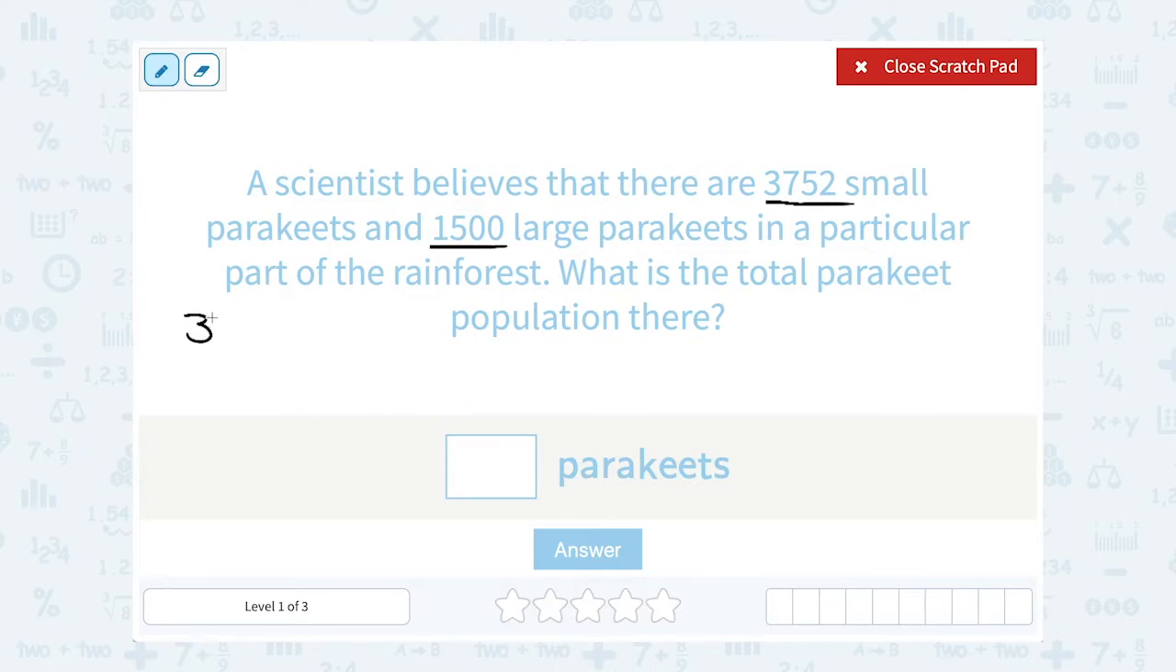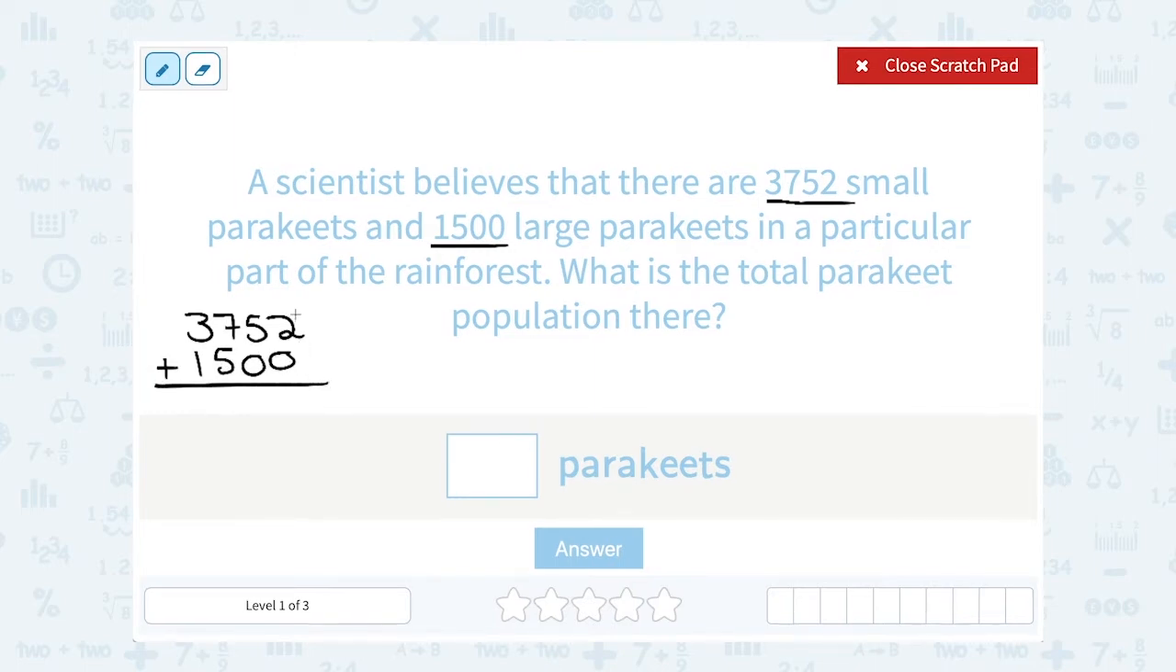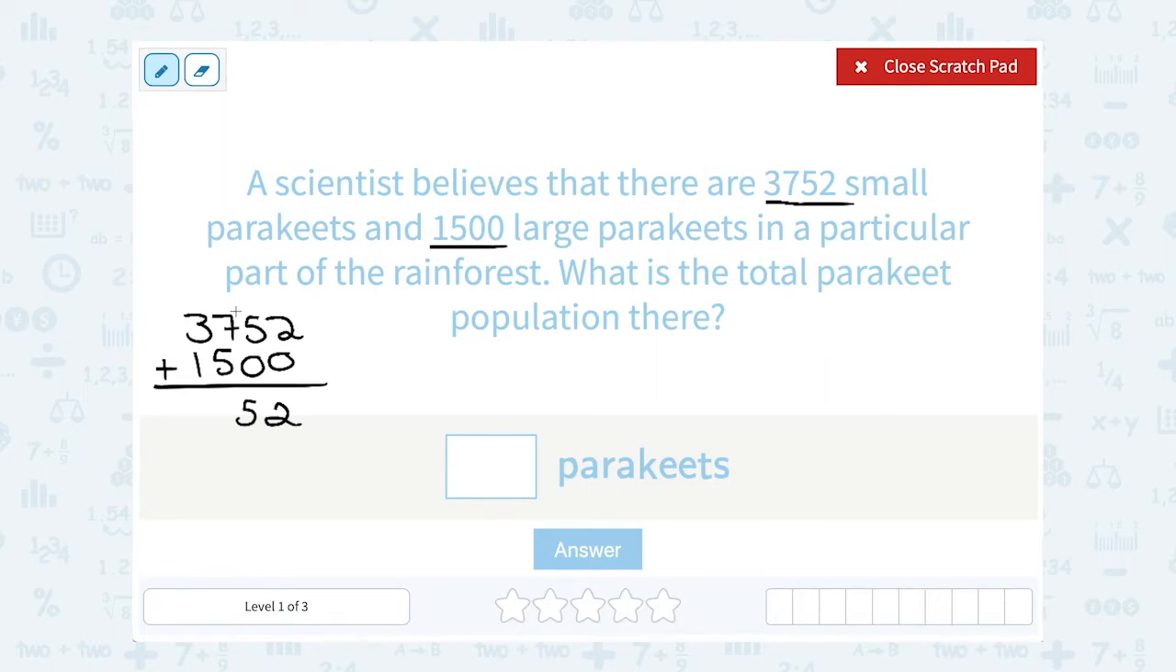So we're going to say 3,752 plus 1,500. All right, well, let's add. In the ones place, 2 plus 0 is 2. In the tens place, 5 plus 0 is 5. In the hundreds place, 7 plus 5 gives us 12. So we're going to put 2 and carry the 1. 3 and 1 is 4, plus the extra 1 is 5. So there must have been a total of 5,252 parakeets.